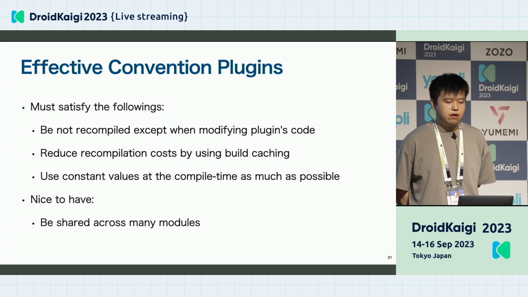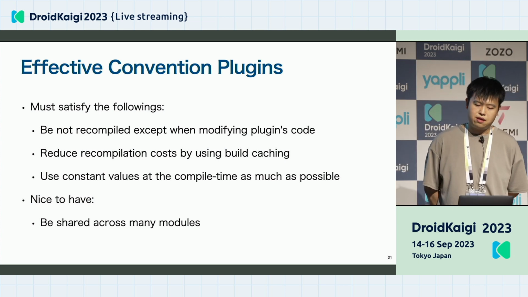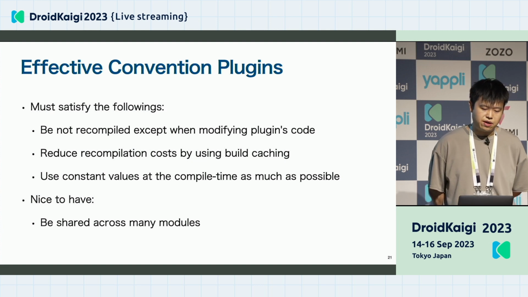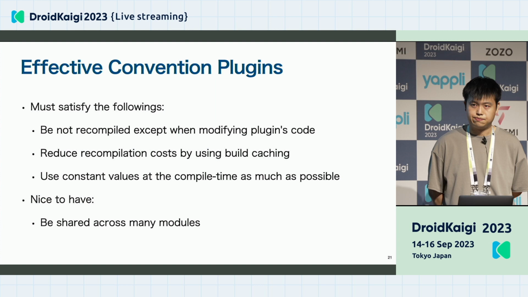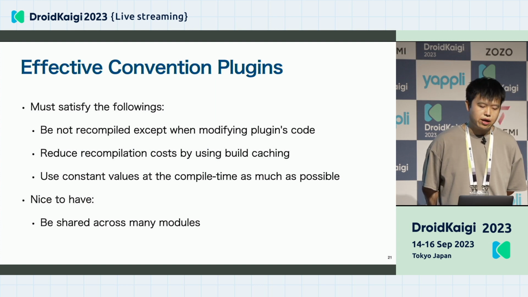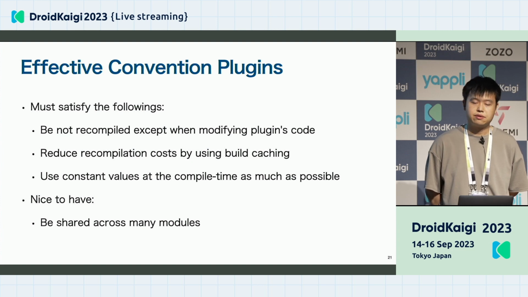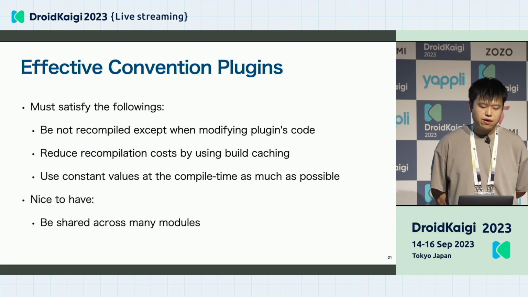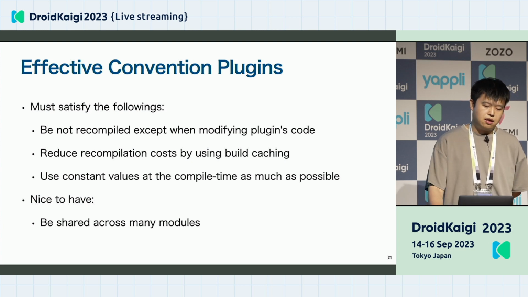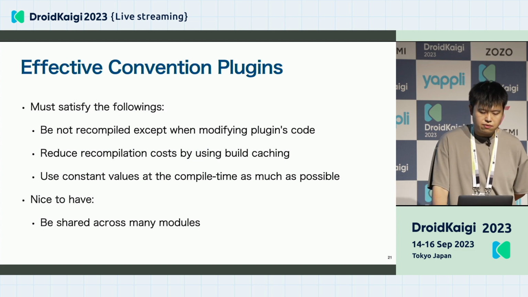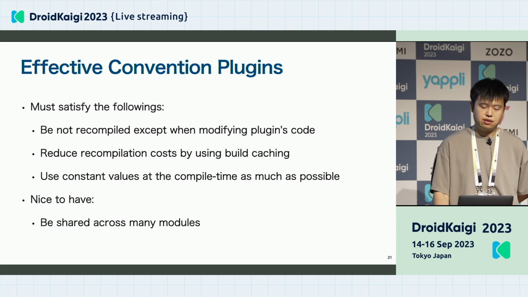So, convention plugins should be effective and follow the requirements. They should not be recompiled if no code changes happen. Recompiling them should be low cost, for example, by using cache. An effective plugin uses constant values at compile time as much as possible, of course. And also, if many modules can share plugins, then they would be great, but it's not mandatory.